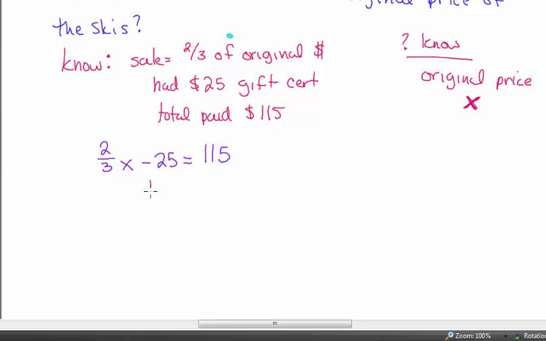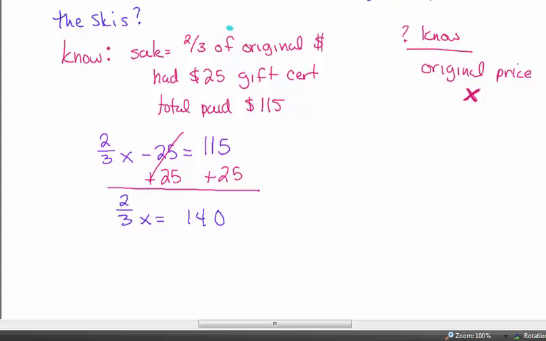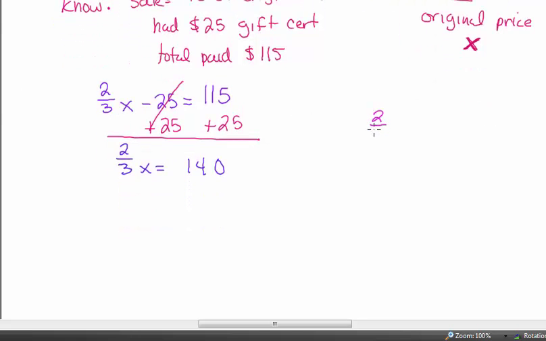Now to solve this, again, we're always trying to get rid of everything attached to the x, and we do the addition or subtraction first. So I'm going to add 25 to both sides because those will cancel out, leaving me with 2/3 x is equal to 140. And we can solve this in 1 step or 2 steps. In 1 step, I'm going to multiply by the reciprocal.